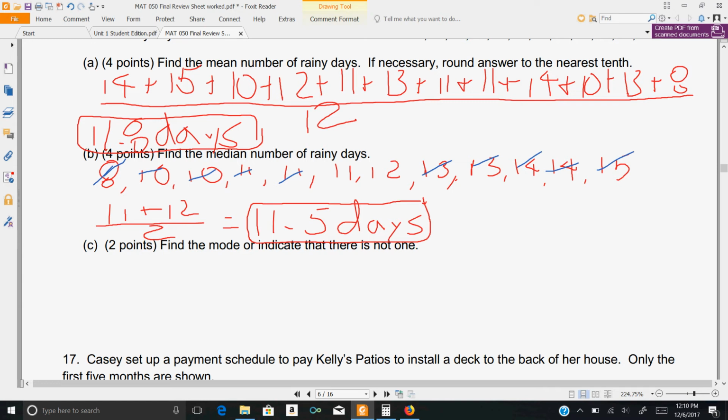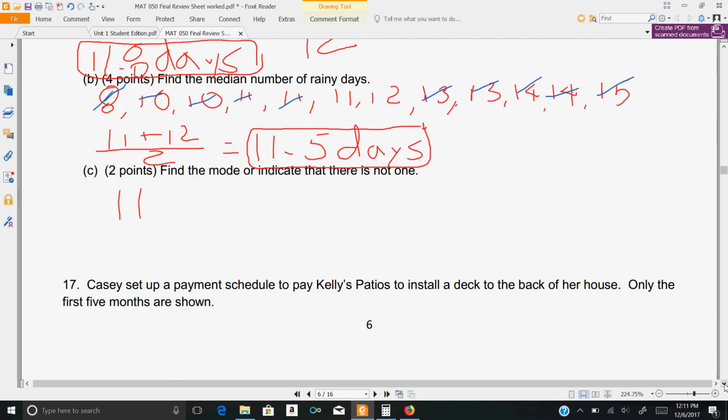So find the mode or indicate there is no mode. If I look at this, I've got 1 8 and 1 15. Those are not the mode. I've got 2 10s, I've got 2 13s, and I've got 2 14s. Got 1 12, but I look there and I see I've got 3 11s. So 11 occurs the most times. 11 is the mode.